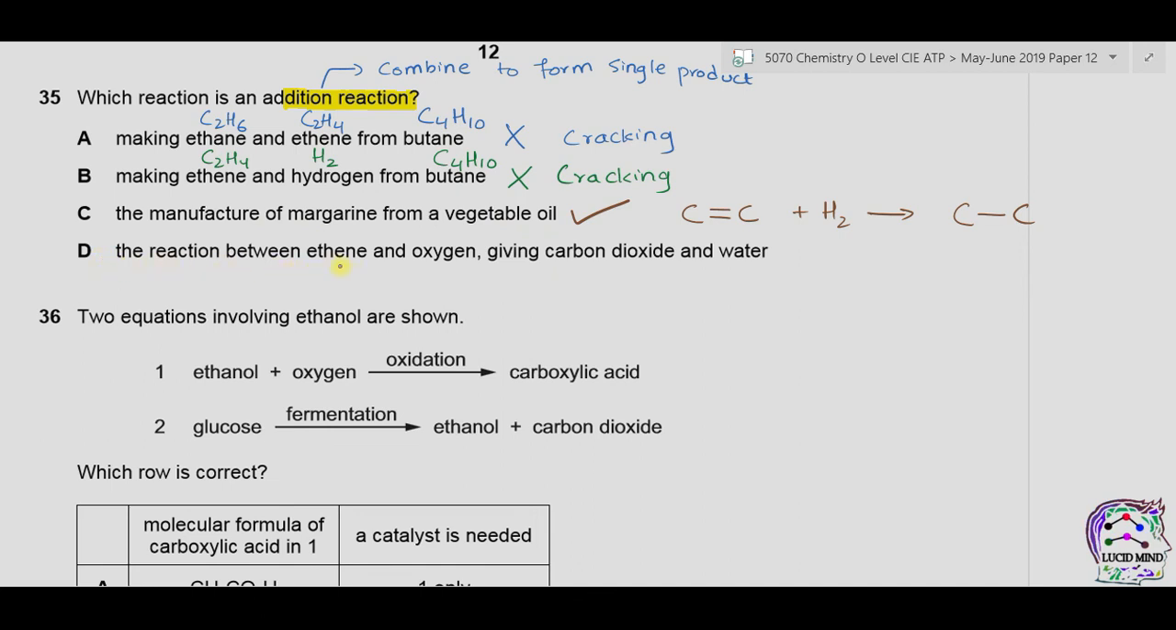D, the reaction between ethene, which is C2H4, and oxygen, which is O2, giving carbon dioxide and water. As two products are being formed, it is not addition, it is combustion. The answer is therefore C.